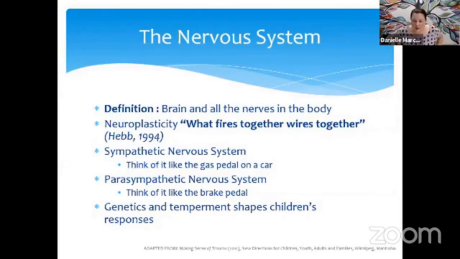Now, I'm going to tell you a little story that I hope will give you a sense of when the gas pedal is activated and when the brake pedal is activated. I'm just going to take a little drink before. So for those of you who are listening to my story, I hope this works because I'm not the best storyteller, but we're going to try.